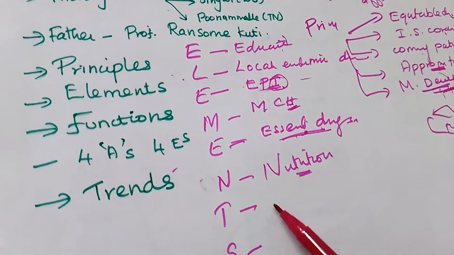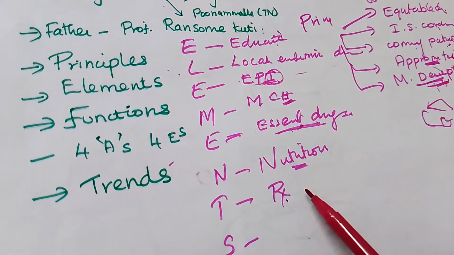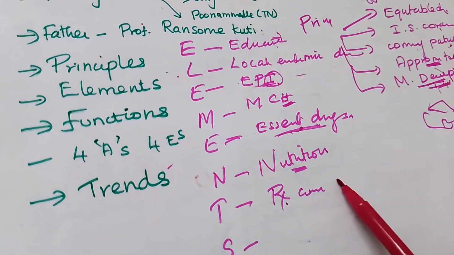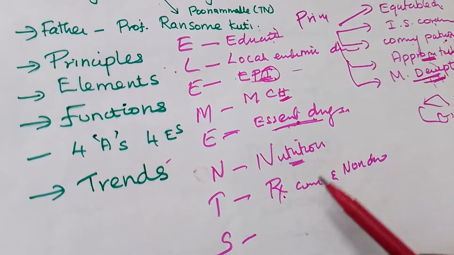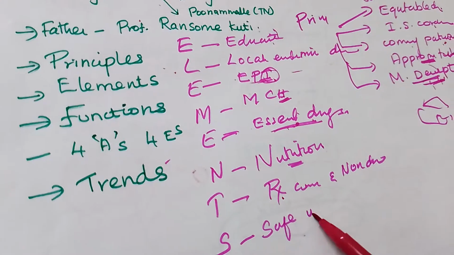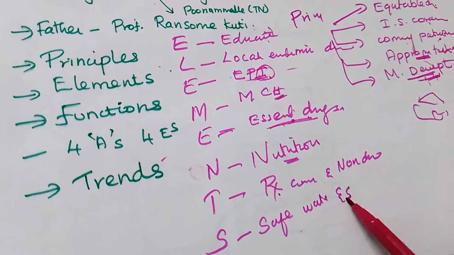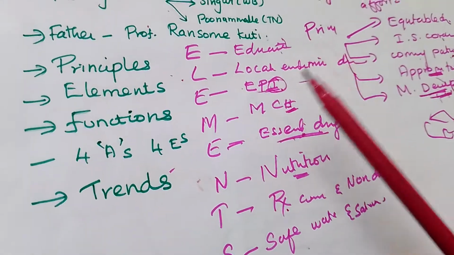And then the next, T, is treatment. Treatment of communicable and non-communicable diseases; they are treated at the primary healthcare level. And S is safe water supply and sanitation. Understand? So this concept is very good, right?